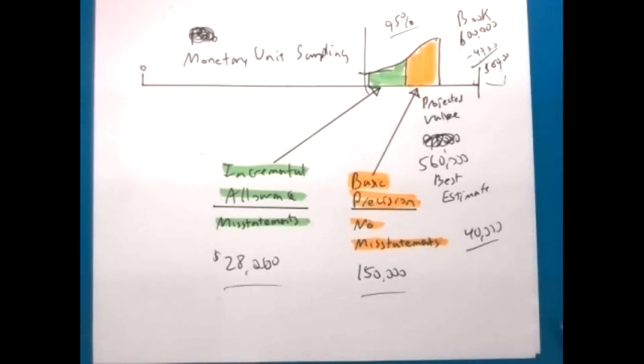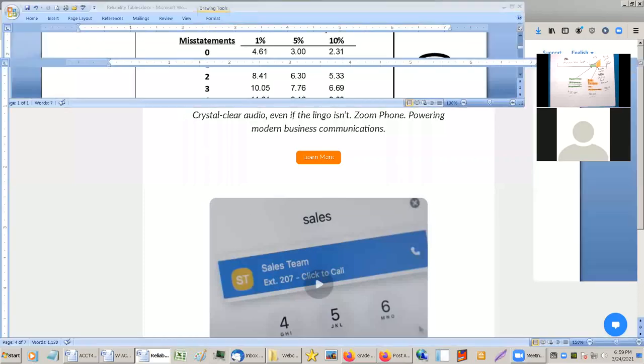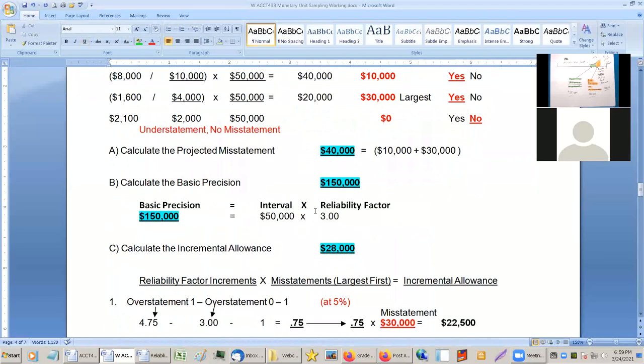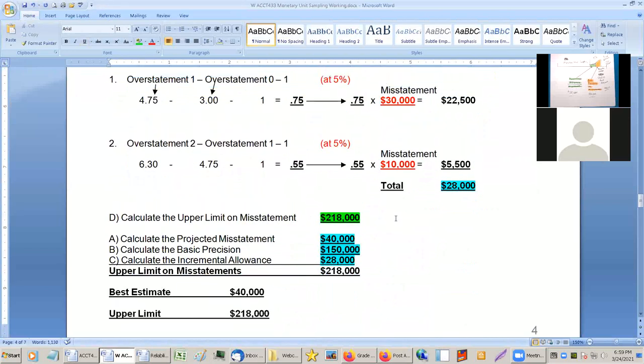I'm not sharing my screen. You gotta be kidding me. I am so sorry, guys. That whole time I didn't share my screen, right? I am so sorry. So this is how we calculate that upper limit.